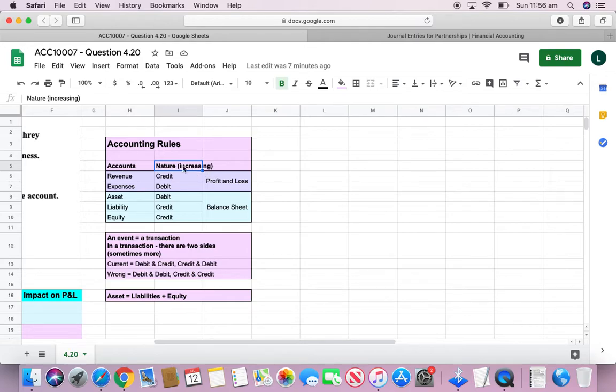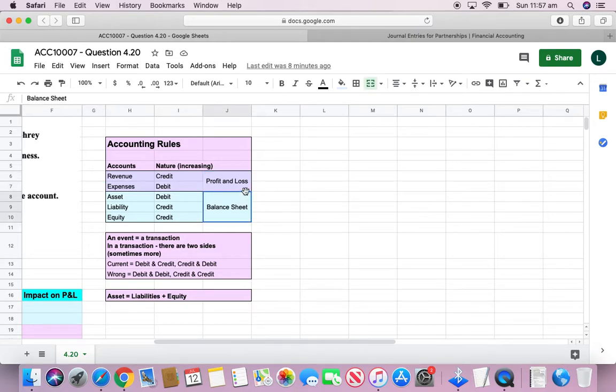Now you notice in here, under nature, I've also put in brackets "increasing". This is what applies when this account is increasing. So if we have money coming in, an increase in revenue, we credit it to the revenue account. If it was decreasing, we would debit it. For expenses, if it was increasing, we'd debit it. If it was decreasing, we would credit it. So we just flip it. It's the opposite nature if it is decreasing.